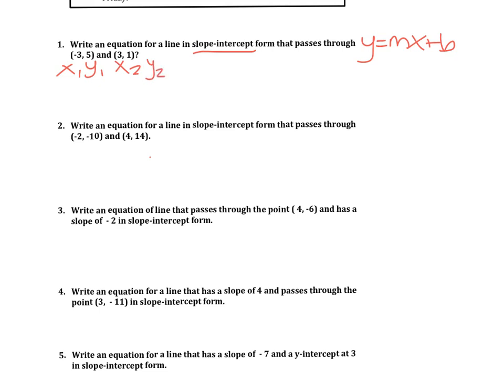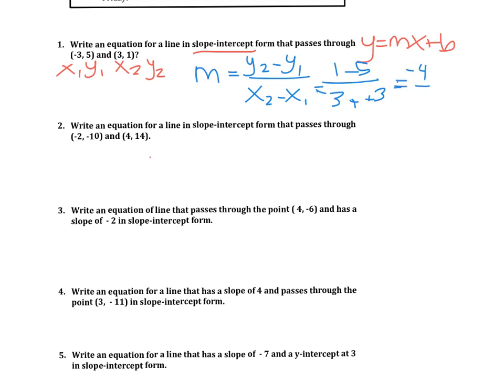My first step is to put the 2 points into the slope formula: y2 minus y1 divided by x2 minus x1. So I do that, which would be 1 minus 5 divided by 3 minus a -3, so that's going to become a plus. 1 minus 5 is -4. 3 plus 3 is 6. I'm going to reduce that fraction, -4/6, to -2/3.